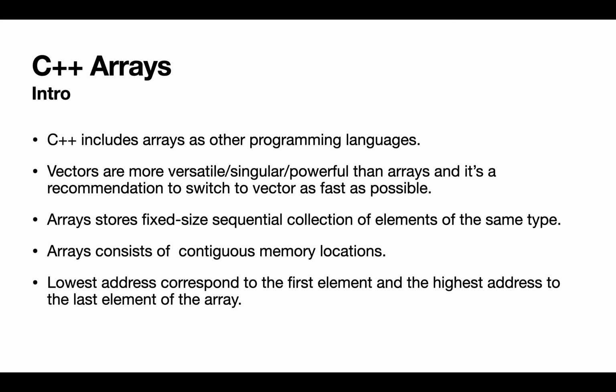So for example, you can have 40 integers, and instead of declaring 40 variables, you can easily declare a 40-size index array, and you can use the array for searching indexes, for filtering, sorting. Okay, so arrays consist of contiguous memory locations. The lowest address corresponds to the first element and the highest address to the last element of the array.